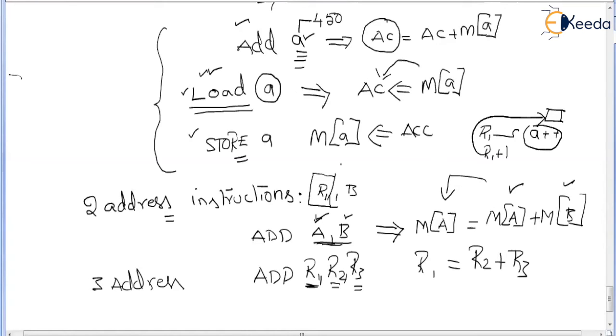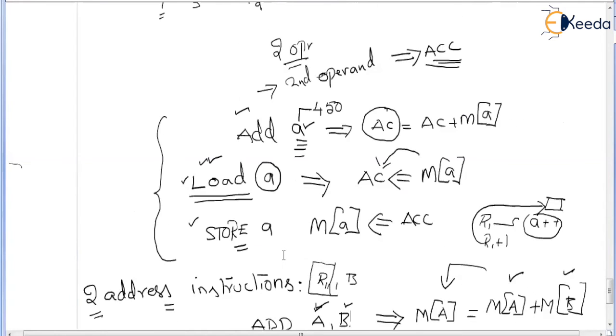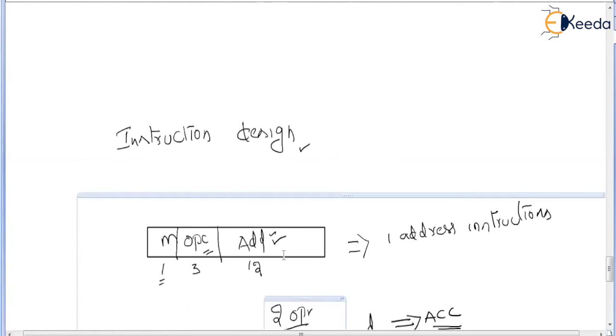Okay. If you neglect that for a while, let us focus on two address and three address. In contrast to one address, we can have two operands in the instruction or three operands in the instruction. Add A comma B stands for A is equal to A plus B. Add A comma B comma C stands for A is equal to B plus C. That is, add R1 comma R2 comma R3 stands for R1 is equal to R2 plus R3. These are one address, two address, and three address instructions.